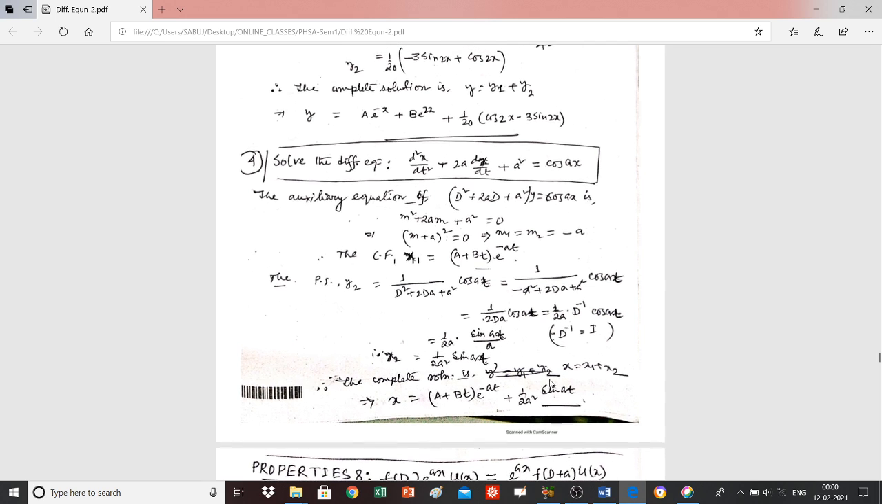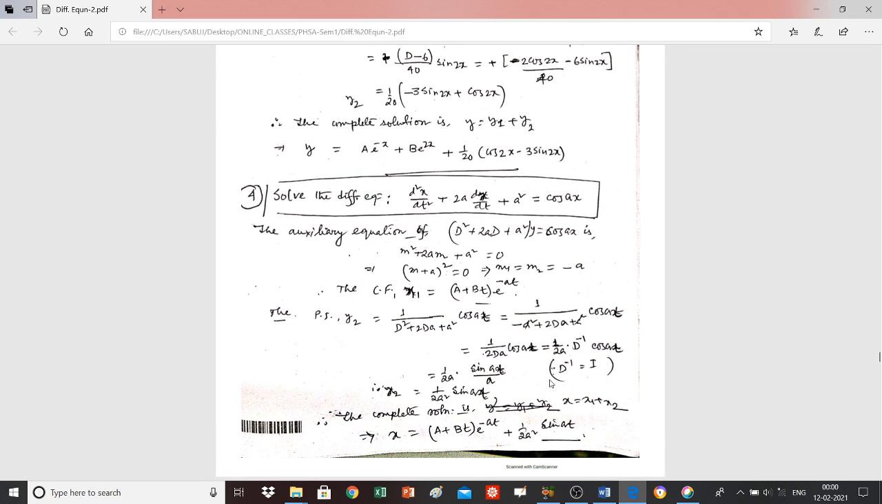So, the second part. This was the second part of solving second order non-homogeneous differential equations, and in the next class we will discuss the third part of solving the second order non-homogeneous differential equation.